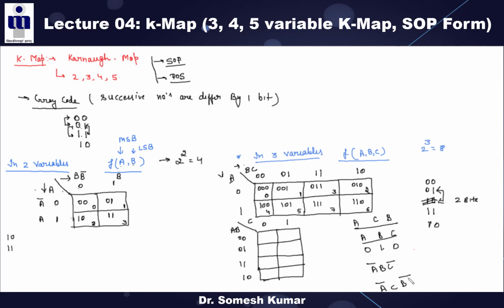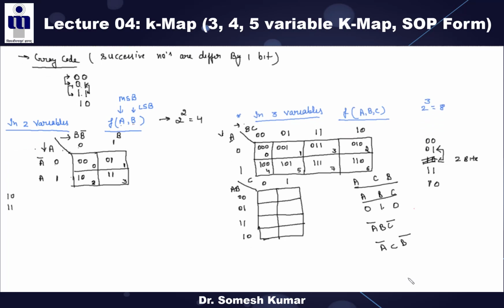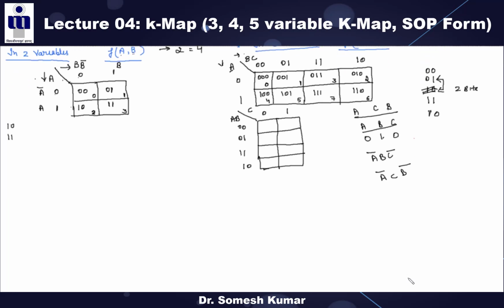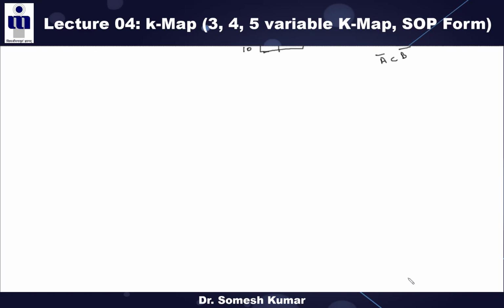Three variables, right? So can you do the same for the four variables? Okay. So just a minute. So four variables. How many cells are possible for the four variables? 16, right? So I am saying A, B, C, D, right?